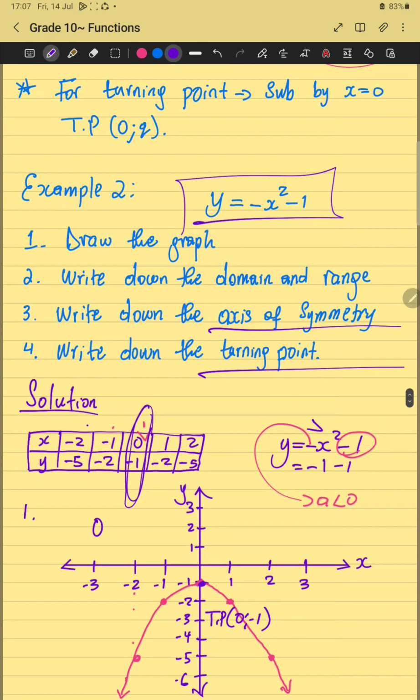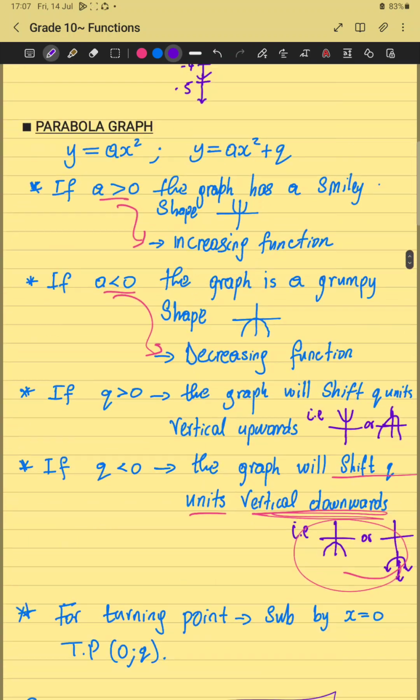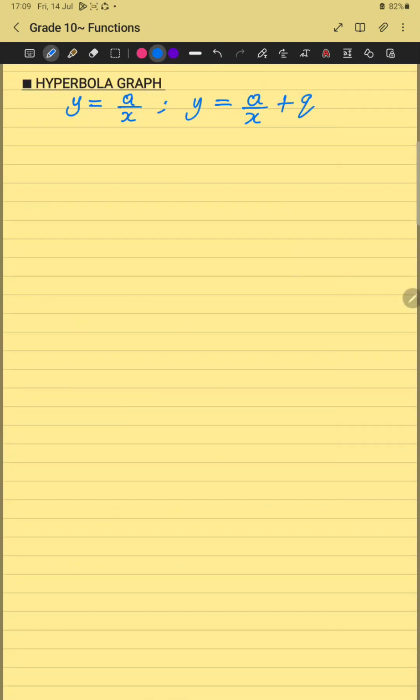So I'm done now with the parabola. Let's go to the hyperbola graph. This is the graph of a hyperbola. These are the two equations. Now firstly, let's look at the value of a. How does the a affect the graph?